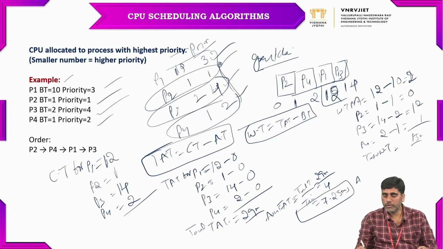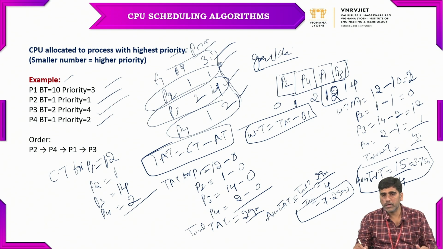Now calculate the average waiting time, which equals the total waiting time divided by the total number of processes. 15 milliseconds divided by the total number of processes, 4, equals 3.75 milliseconds. So this is the average waiting time for all the processes, 3.75.